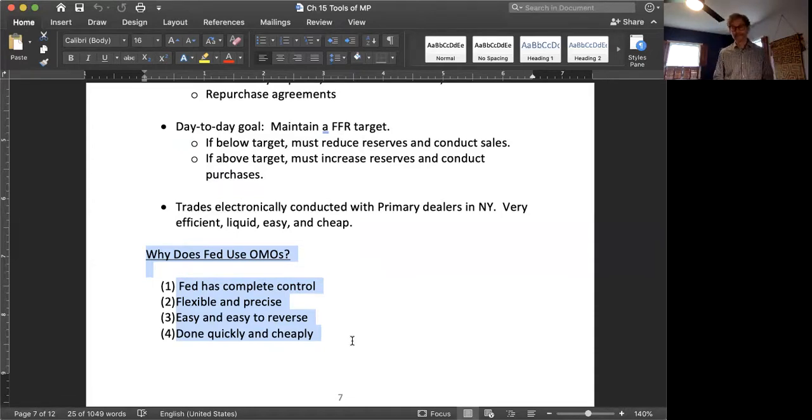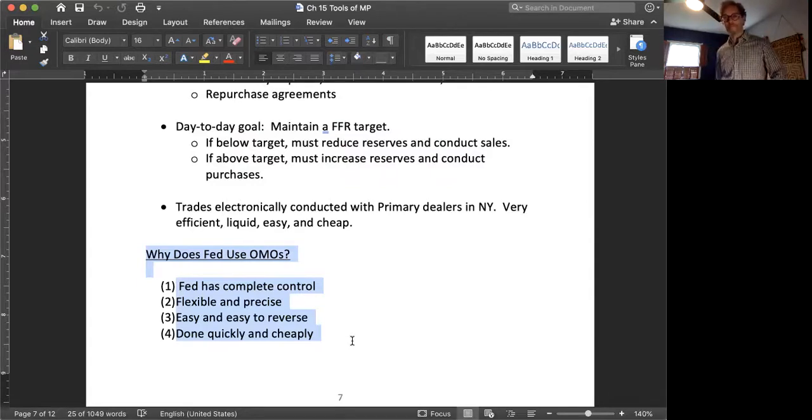I mean, in theory, the Fed could buy or sell anything. They could buy or sell Star Wars action figures on eBay if they wanted. But you can see the problem, right? The Fed's not going to have perfect control over what Star Wars action figures are available on eBay. It's not going to be flexible. It's not going to be precise. Those markets are not very liquid. It can't be done quickly.